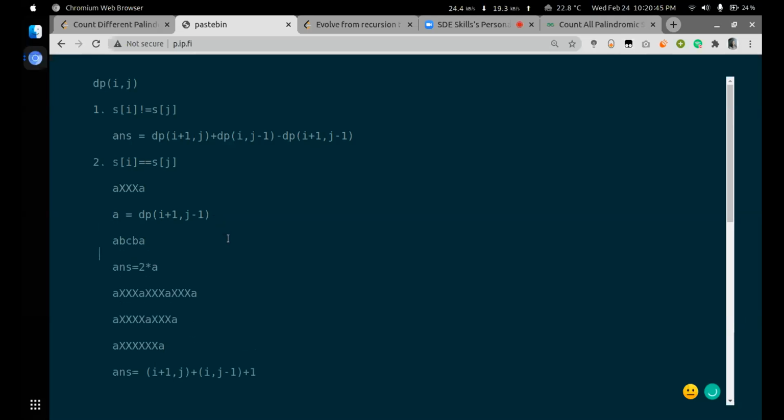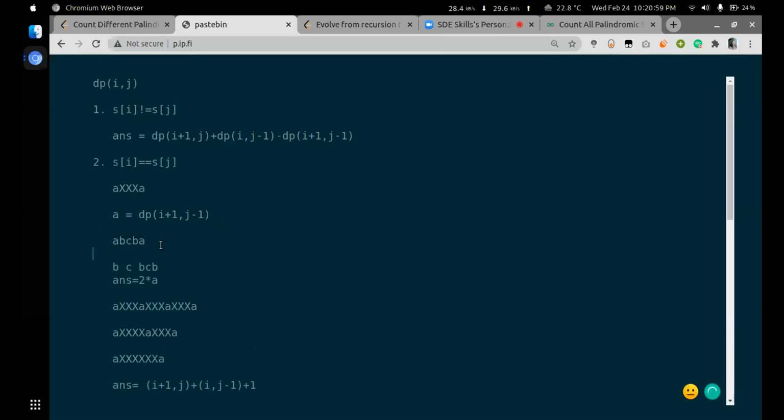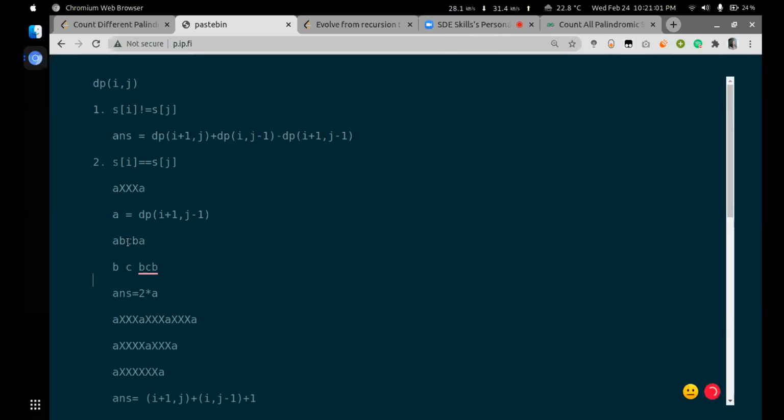So here the palindromes which I'll get are B, C, then B, C, B. These three are the only distinct palindromes which I'll get if my extreme endpoints are A and A here. Now that count is 3 here. So I have two options.